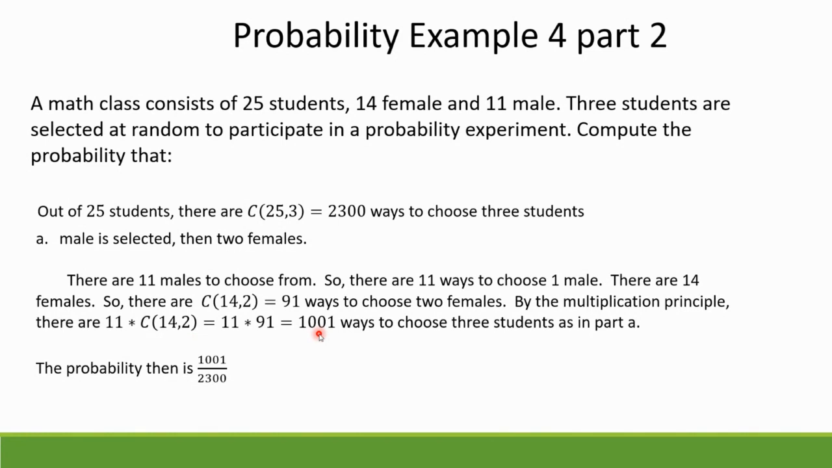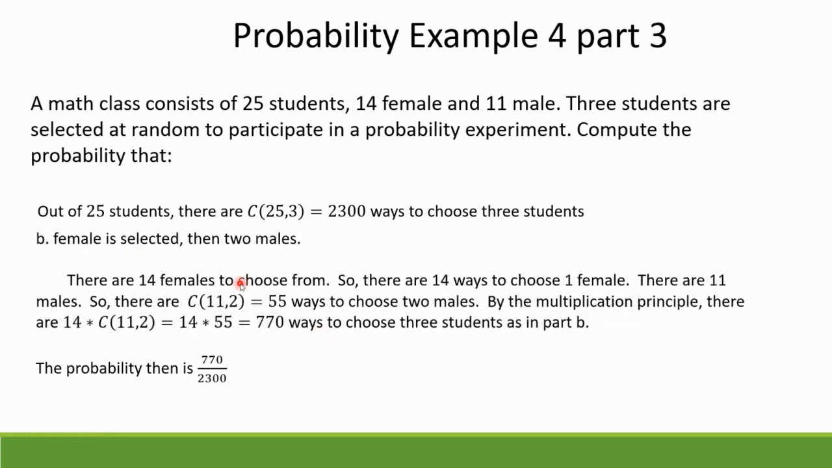Now that's for a male and 2 females. What about a female and 2 males? Well, again, it's basically the same situation. There's no repetition and order doesn't matter. There are 14 females that we can choose from, so there are 14 ways we can choose the female.